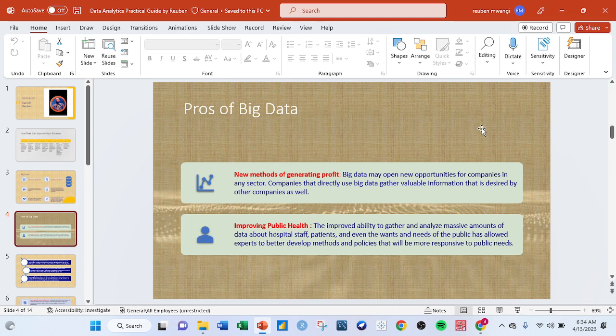So companies that directly use big data gather valuable information that is used by other companies as well. So we're also talking of big data. Another advantage: improving public health.